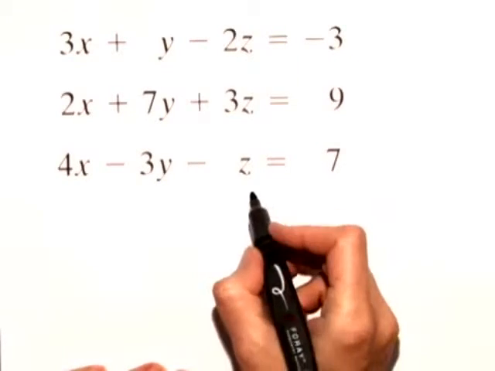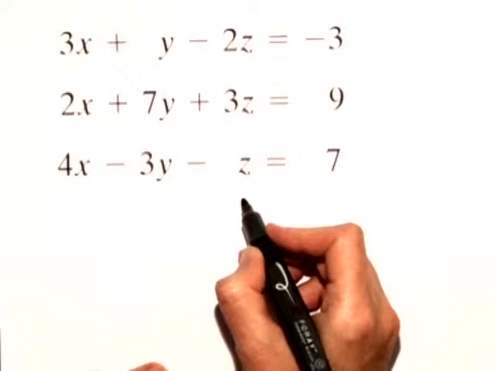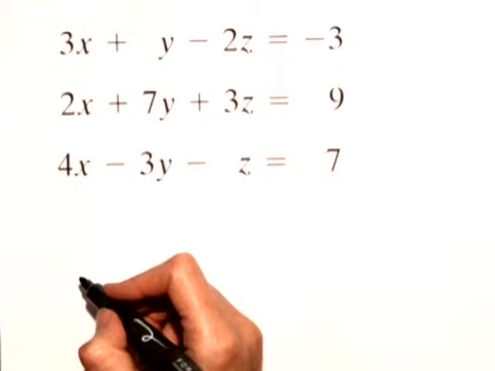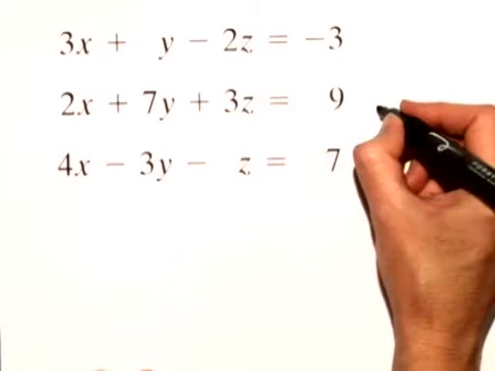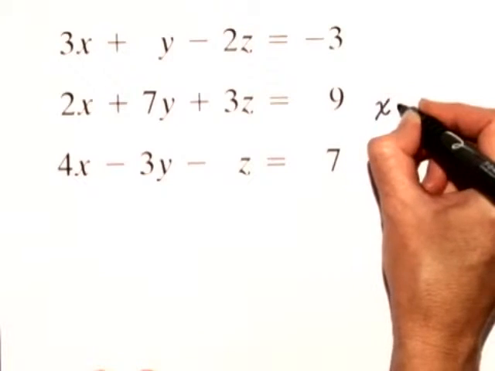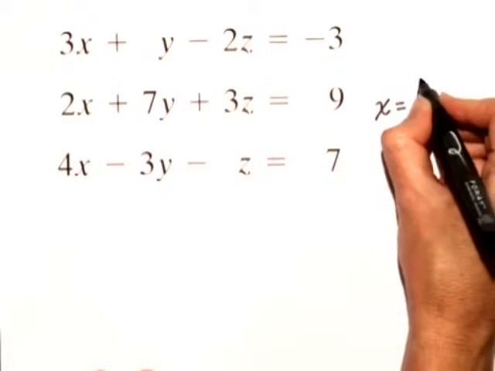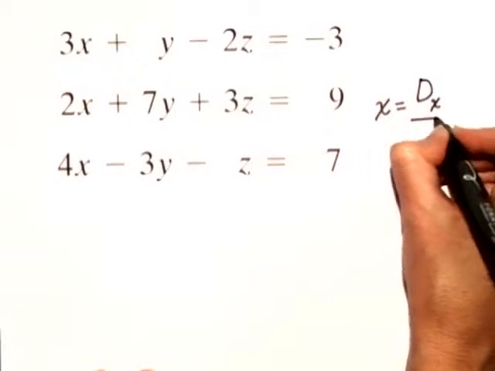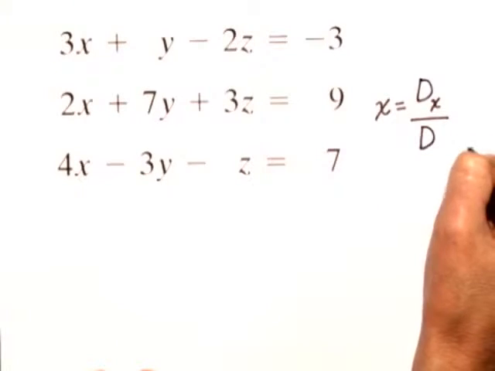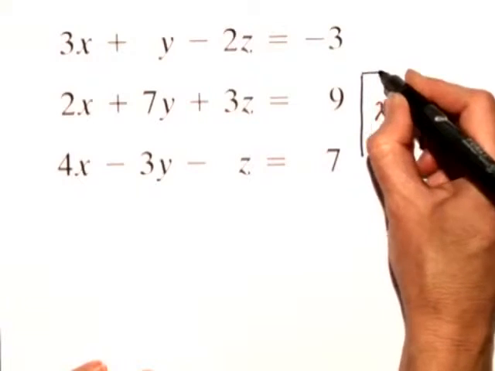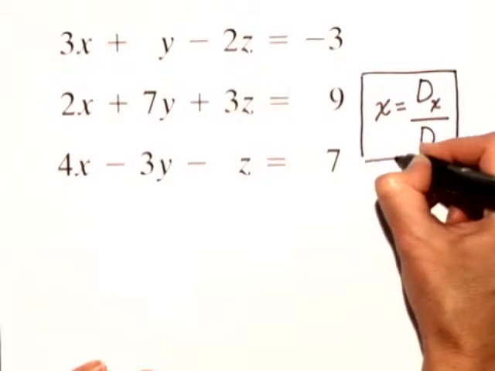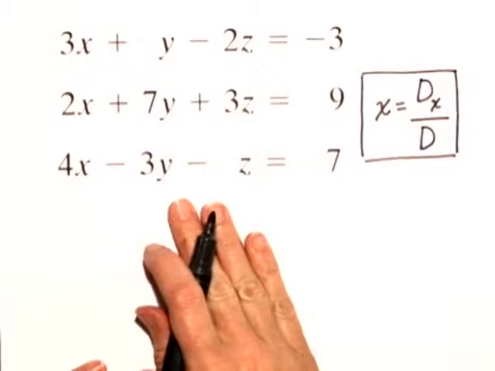In our next example, we're asked to use Cramer's rule to solve only for x in a system of equations. So we have a 3 by 3 system. And the nice thing about Cramer's rule is that we can go directly to the solution. And the solution, if we want to solve for x, is going to be that x is equal to a determinant we'll call d sub x divided by another determinant we'll call d. And this is going to be the solution for x in this system of equations.